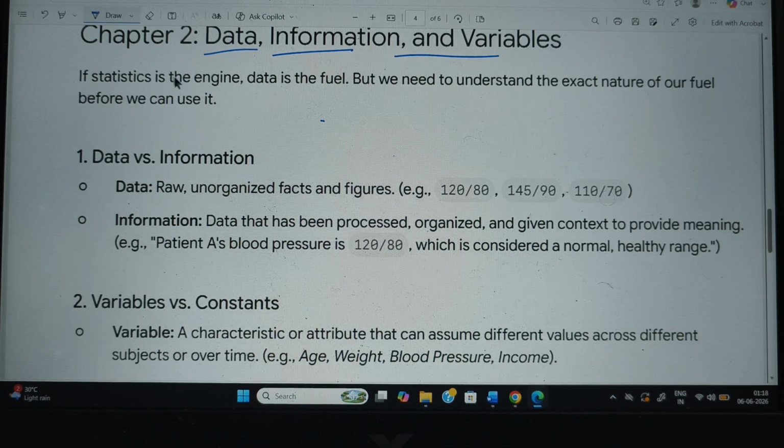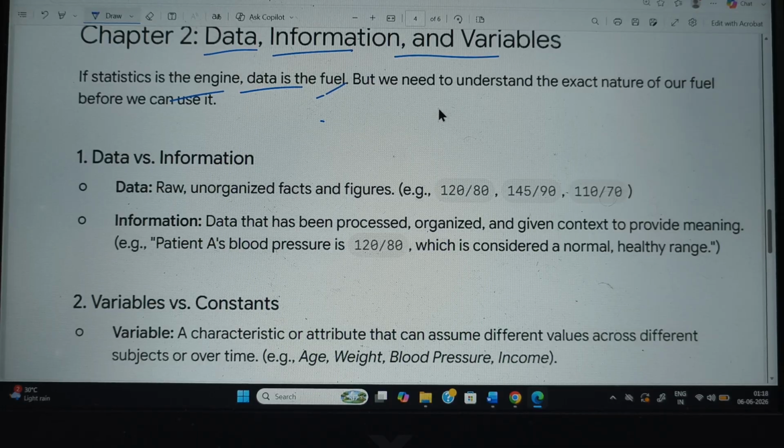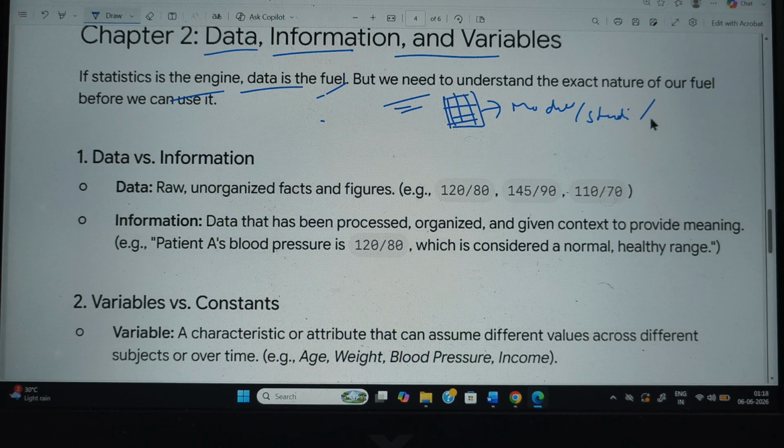If statistics is the engine, data is the fuel. This is the best statement that I can give for now. But we need to understand the exact nature of your fuel before you can use it. For example, you can't use a single kind of petrol in all kinds of vehicles. The same way, you can't use the same quantity or quality of data in all kinds of models, studies, or research. This is what this statement means.